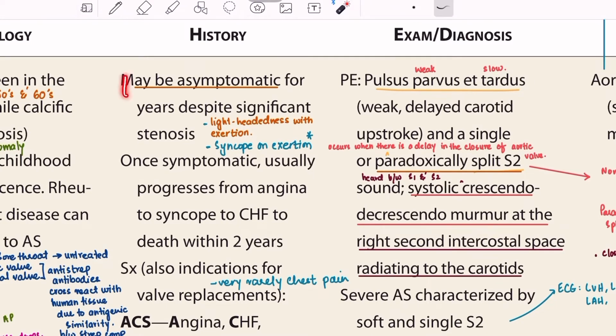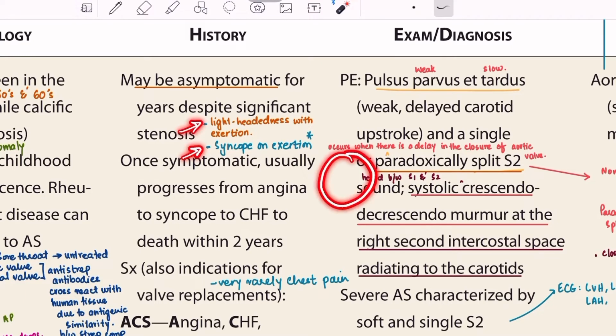The patient for the longest time will be asymptomatic until the stenosis becomes so severe that the patient comes with symptoms. If the patient comes with symptoms, the symptoms are going to be lightheadedness with exertion, syncope with exertion, maybe chest pain as well. Lightheadedness and syncope with exertion, why would it happen?